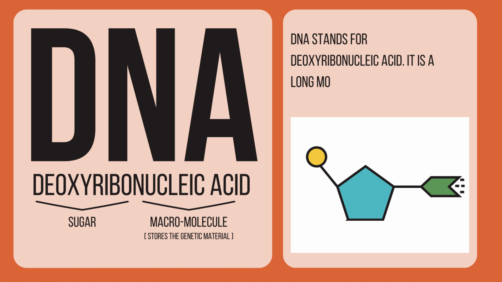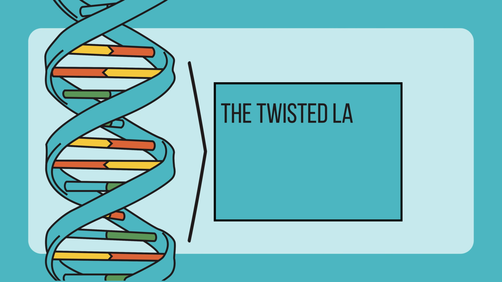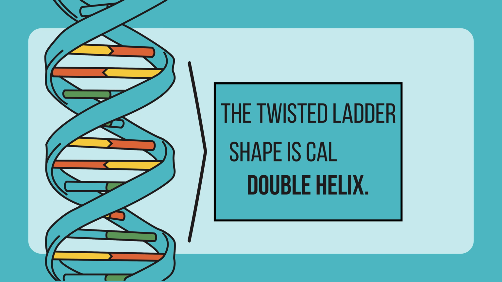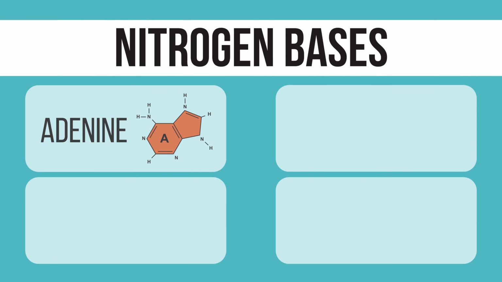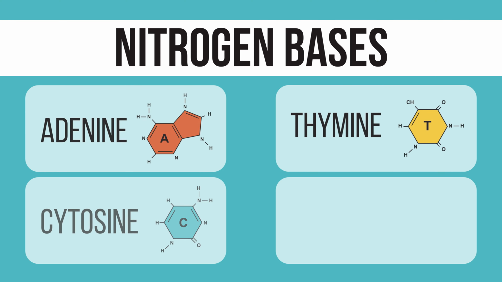It is a long molecule made up of monomers called nucleotides. Phosphate. Base. Deoxyribose sugar. The twisted ladder shape is called a double helix. Nitrogen bases. Adenine. Cytosine. Thymine. Guanine.